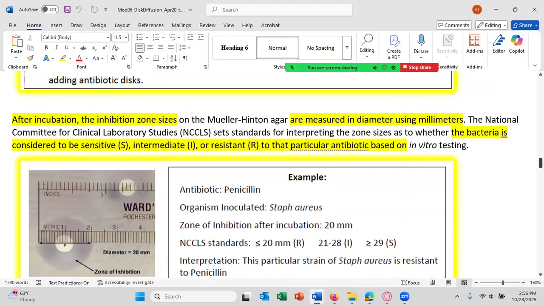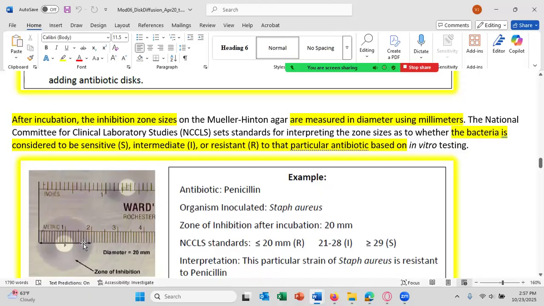All right, so then you incubate the plates and look at the zone of inhibition sizes. These zones of inhibition are then measured in their diameter using a millimeter ruler. So there's the agar disc, there's a zone of inhibition. You take the diameter. Usually you take two diameters, one this way, one that way. It doesn't matter where the second one is. And then you take the average of the two in case the circle isn't perfectly round. If it's perfectly round, it doesn't matter.